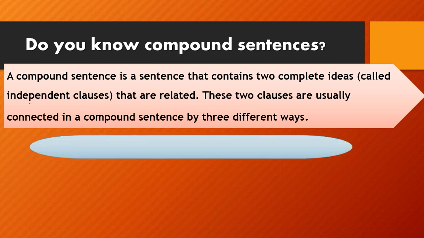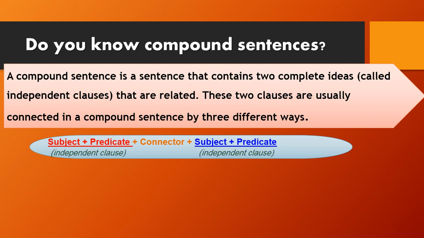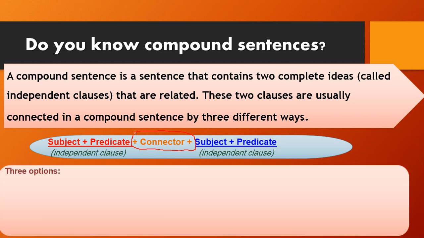Those 2 clauses are usually connected in different ways. We have 3 main different ways or methods. Now, here I have 2 independent clauses. Each one of them has its own subject and own predicate, and I connect them with a connector. This part is the part that's going to change in each method. The first way, I will put here in the middle a comma with a conjunction, like this one. This is the first.